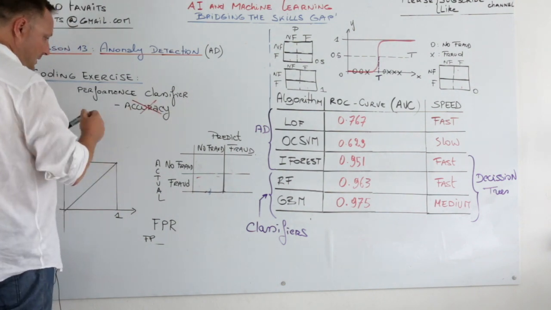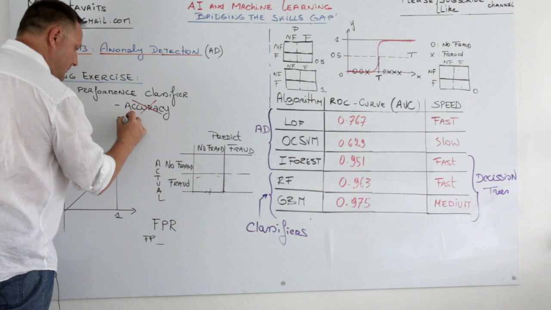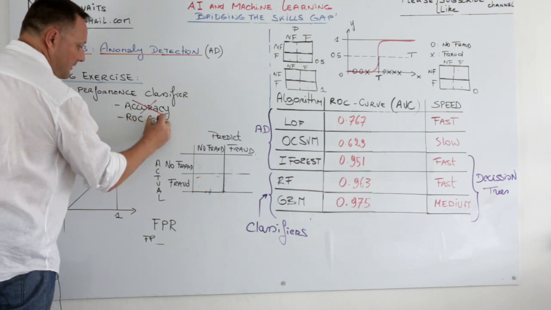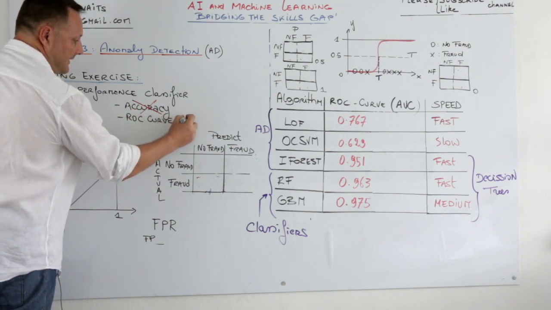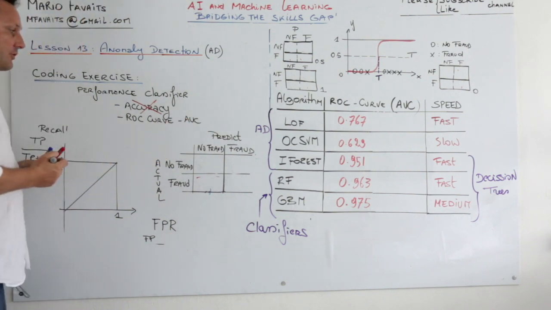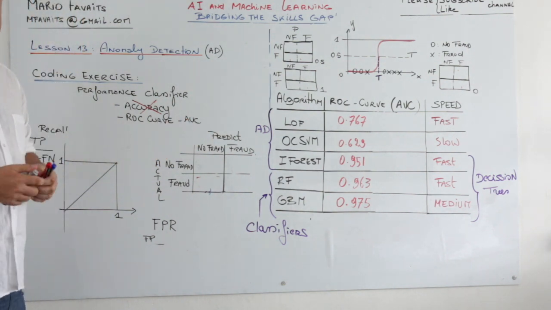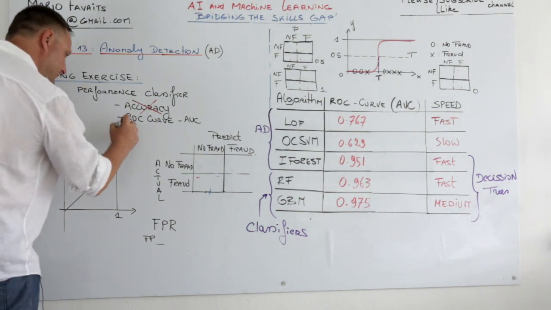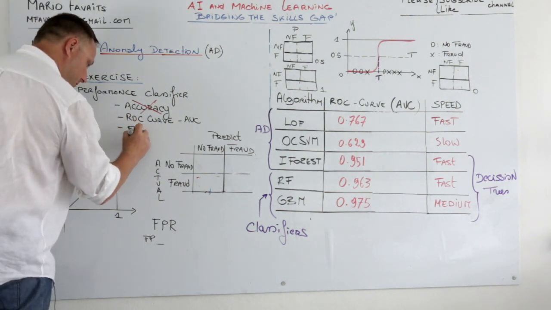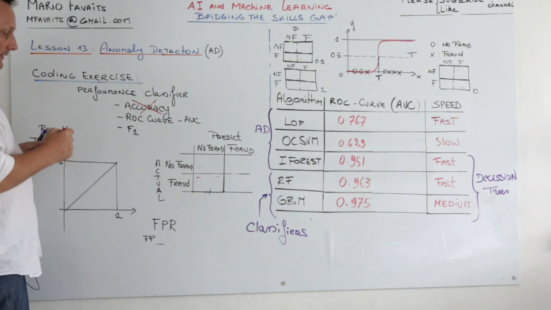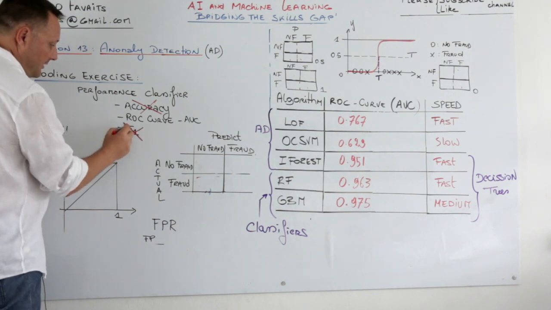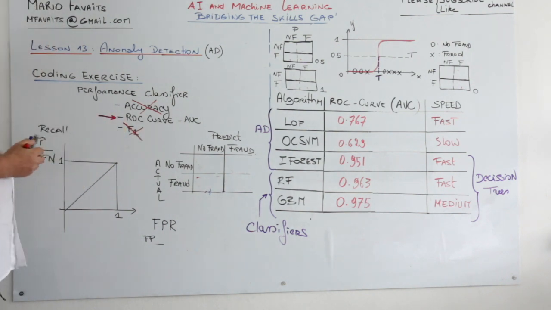So then we have another metric called the ROC curve and AUC, area under the curve. We've looked at this in the past, and that's actually a great metric. And then we've also seen an F1 score. But here I will not do F1 as well. So I'm going to stick to ROC and AUC.